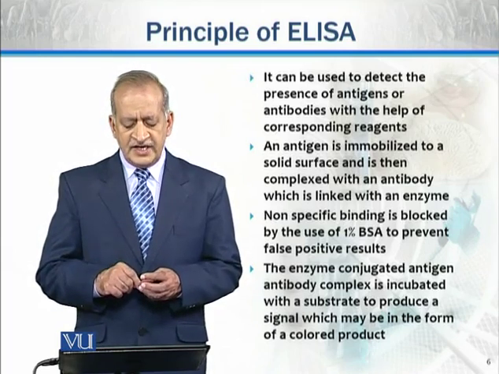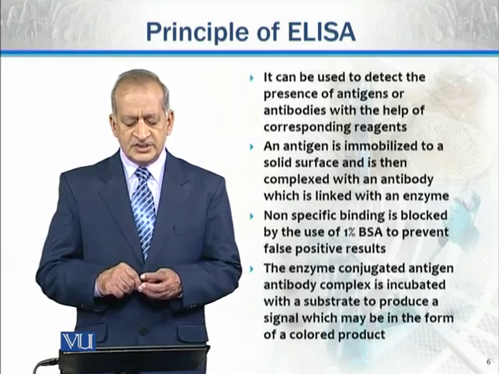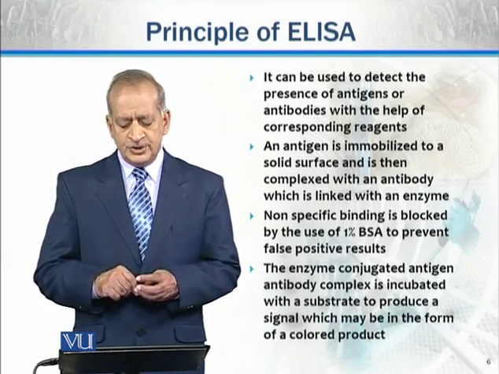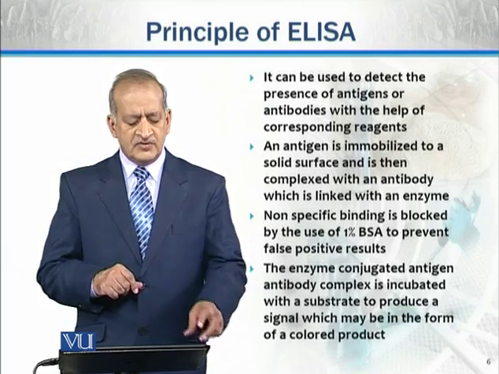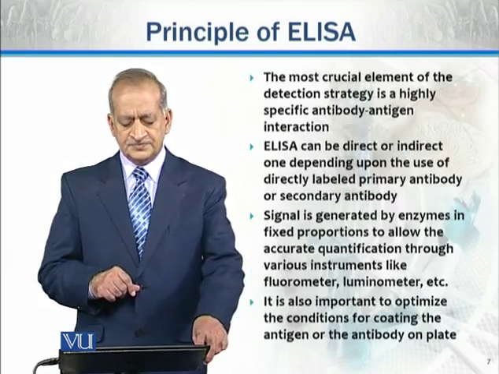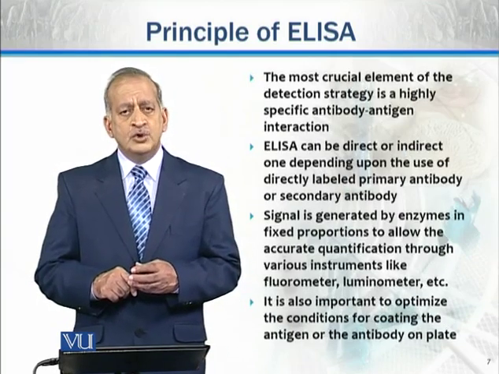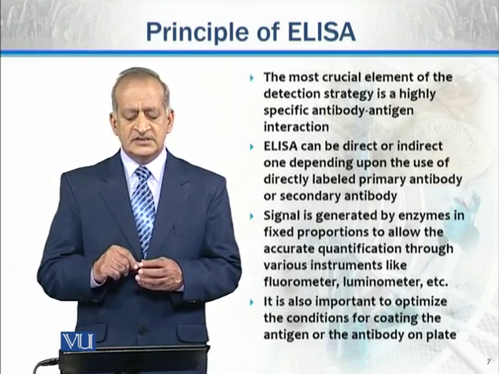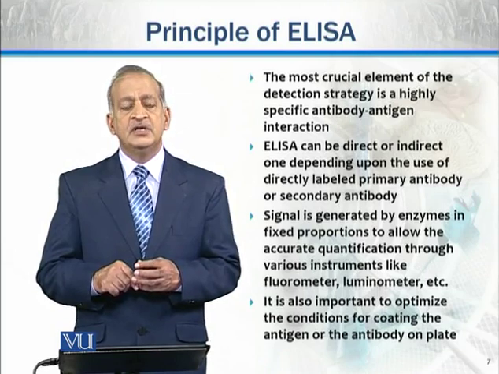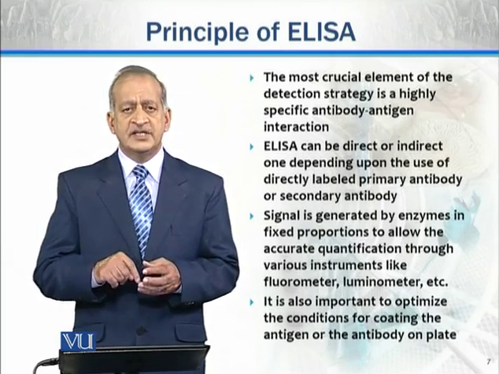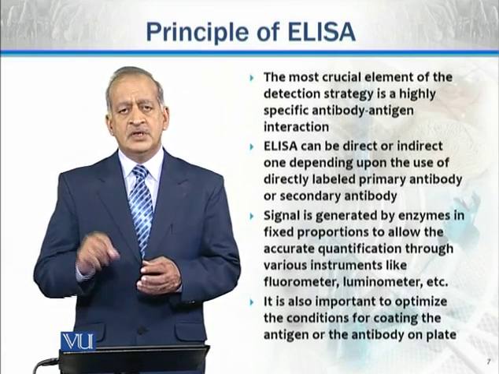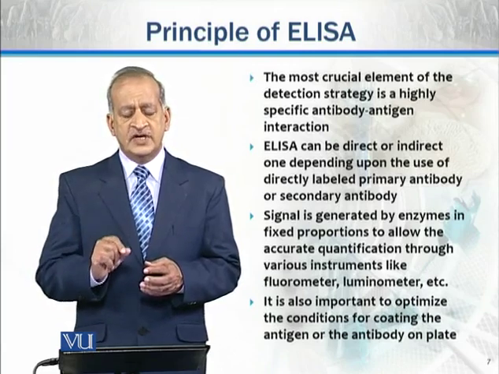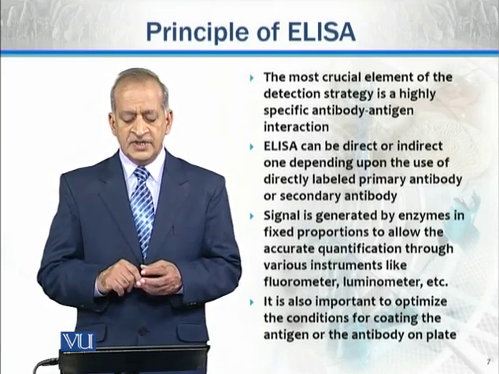The enzyme-conjugated antigen-antibody complex is incubated with a substrate to produce a signal, which may be in the form of some colored product. The most crucial element of the detection strategy is the highly specific antigen-antibody interaction, and due to this interaction we are able to find out the concentration of that particular antigen or antibody.